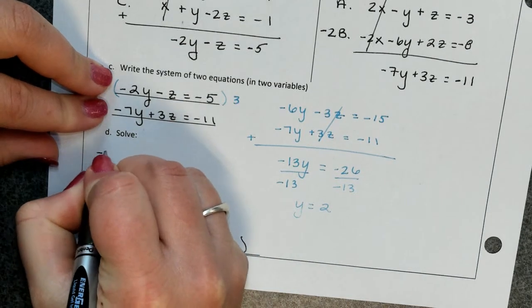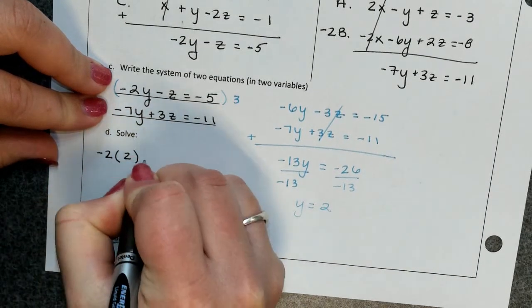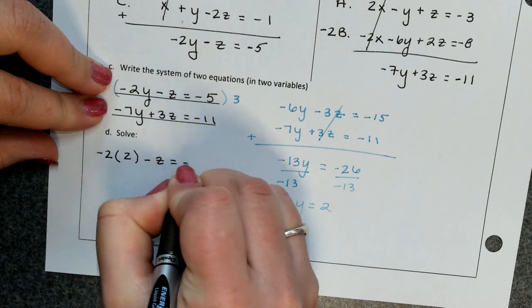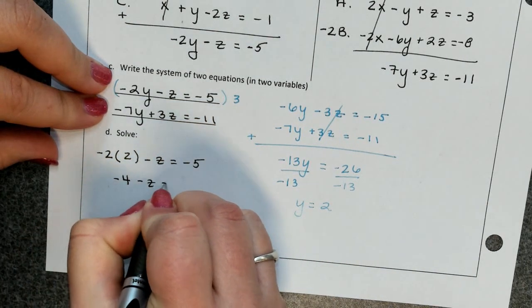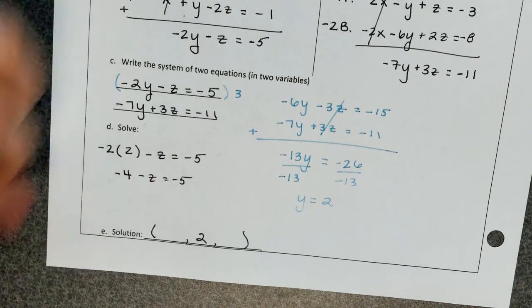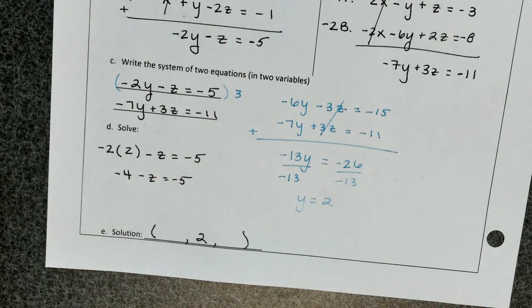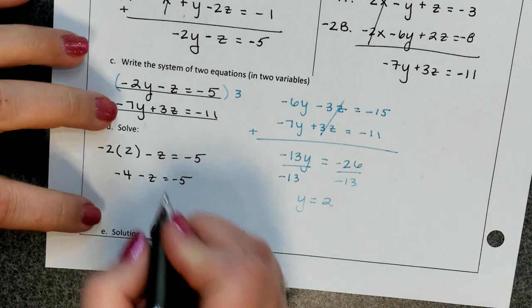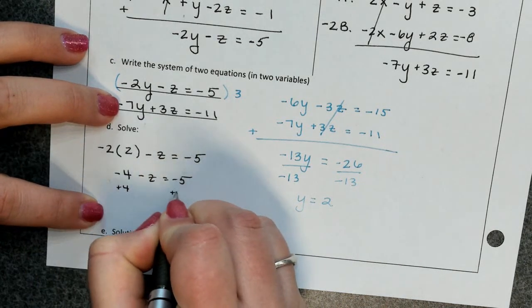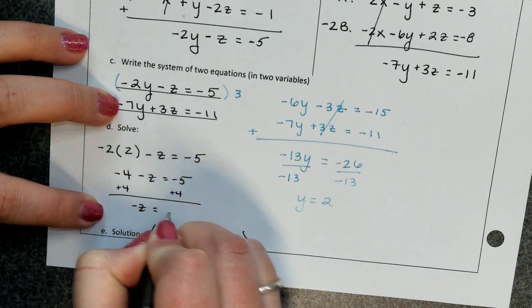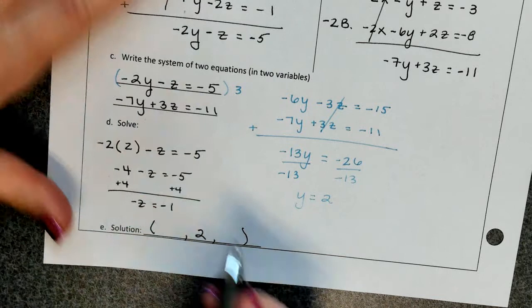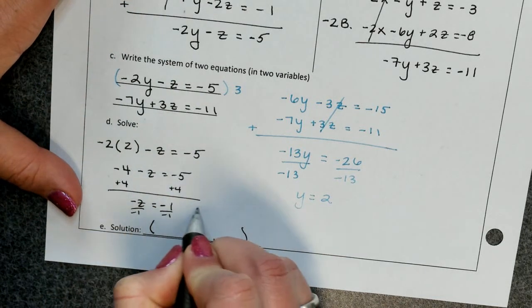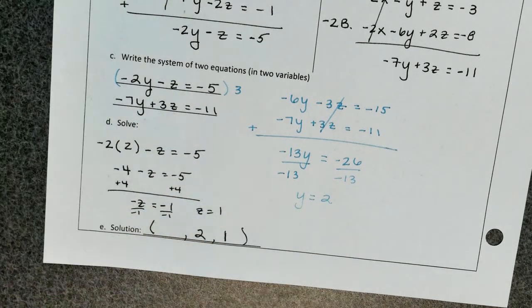Sure, top one. Negative 2 times the y, which was 2, minus z equals negative 5. Negative 2 times 2 is negative 4. Minus z equals negative 5. Add 4 on both sides. Negative z equals negative 1. What does z then have to be? Z is then 1. Divide both sides by negative 1. Put that in here as your answer.